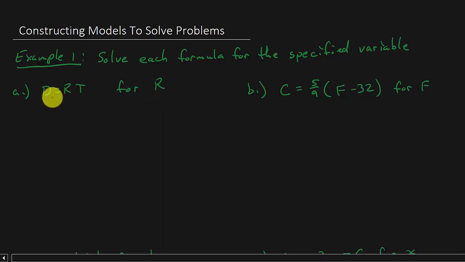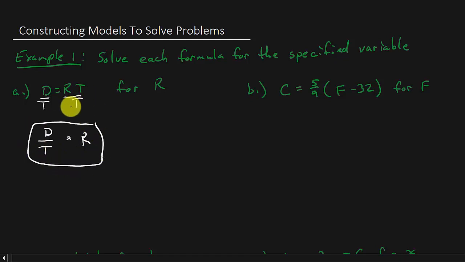So we've got D equals RT. And we want to solve this thing for R. So if you notice here, I've got what? I've got T times R. So how am I going to get rid of the T? Well, I divide both sides by T. And so that leaves me with R equals D over T. And there's your answer, because see, the T's cancel out there.